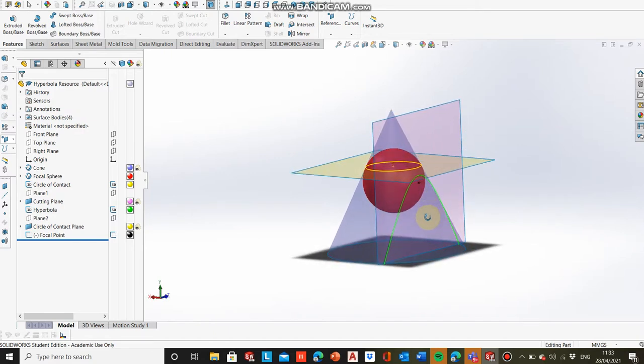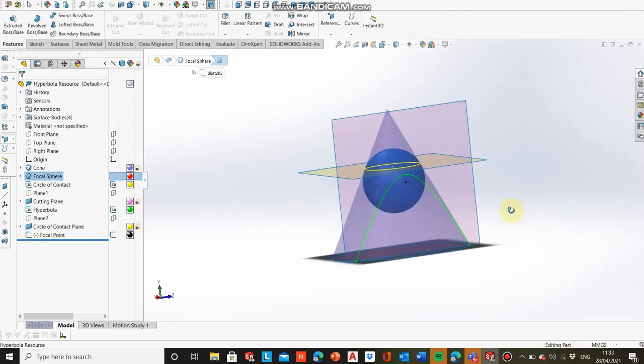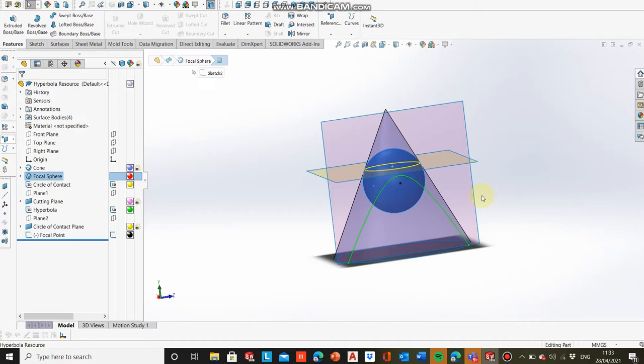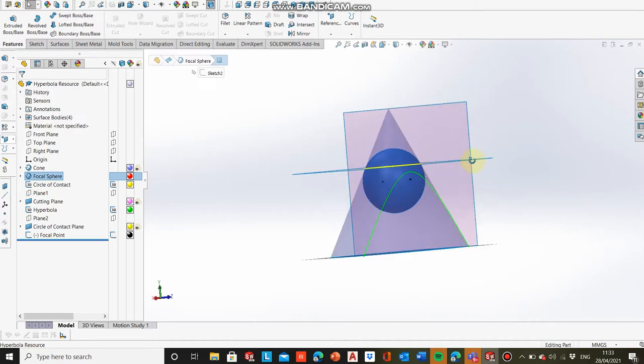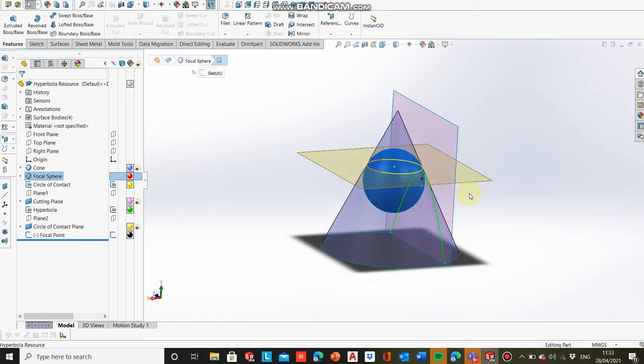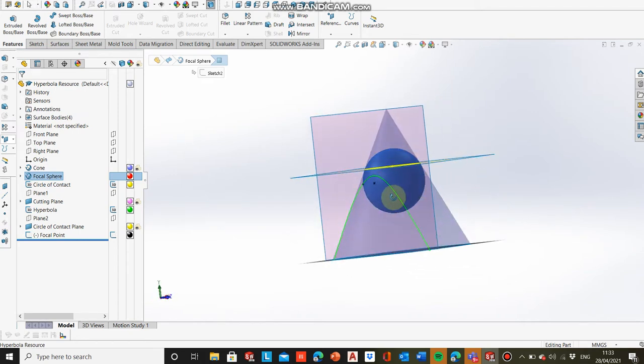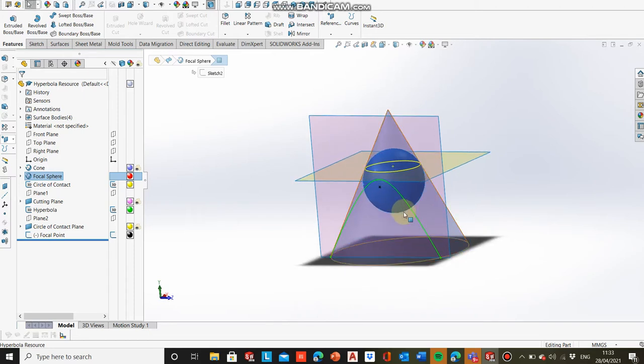So we know the hyperbola only has one focal sphere, and the position and the size of the sphere is such that it is tangential to both the sides of the cone and the cutting plane. So you can see it's touching the cone here and it's touching the cutting plane. The directrix then is the intersection between the cutting plane through the sphere. It contains all points of contact.